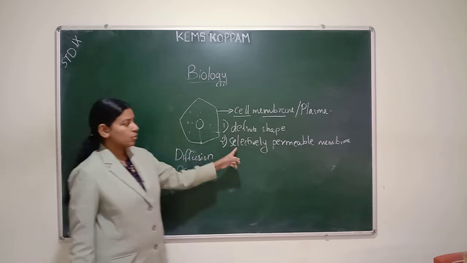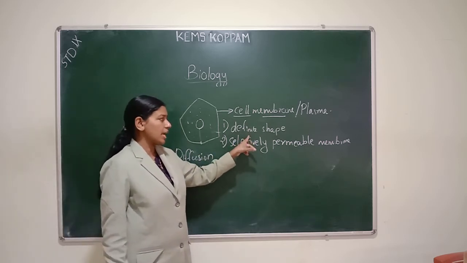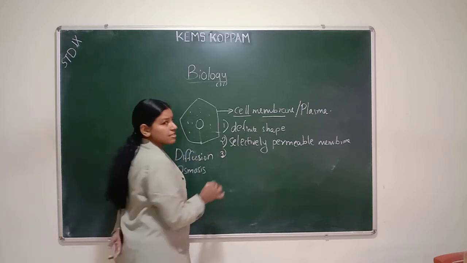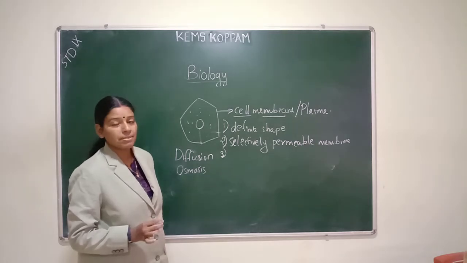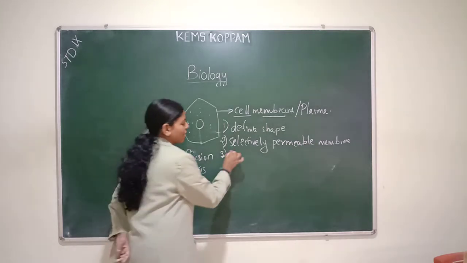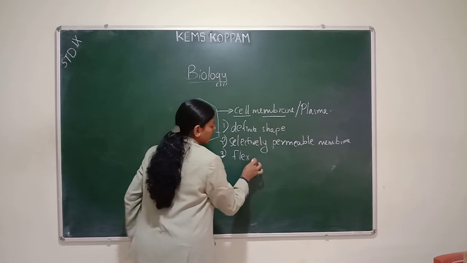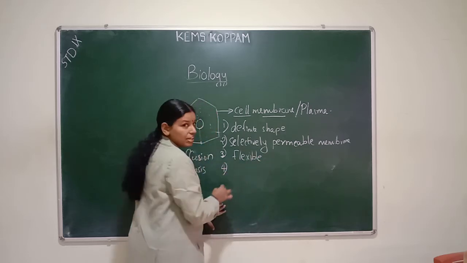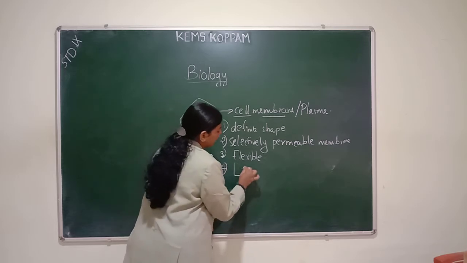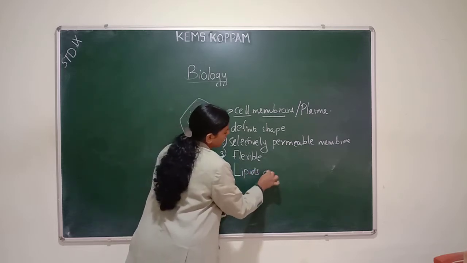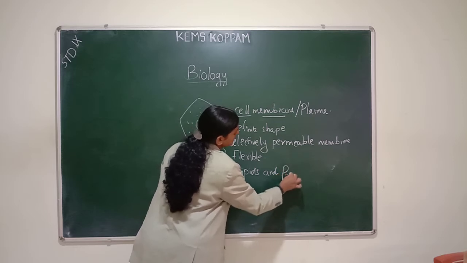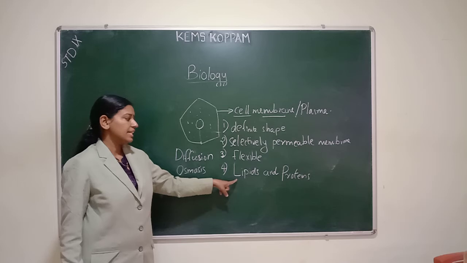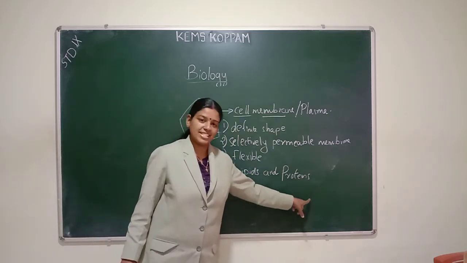Okay. So, I told you two functions: definite shape, and they are called selectively permeable membrane. Another characteristic feature of the plasma membrane or cell membrane is that it is flexible. Very flexible. And it is made of substances called lipids and proteins.